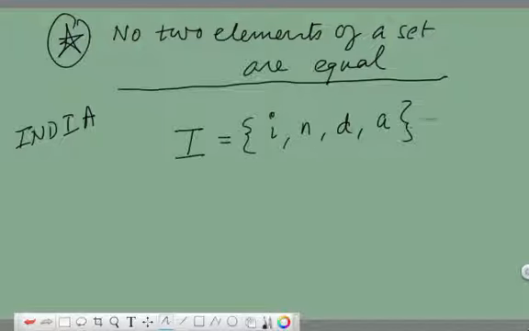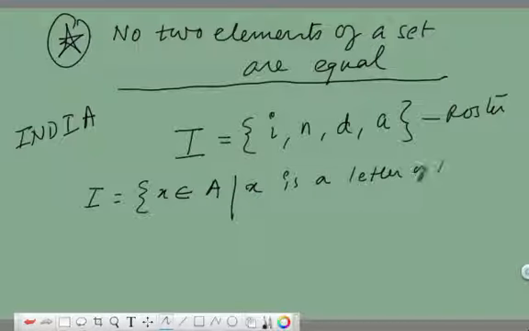The same thing, this is a roster form, right? Same thing can be represented in a set builder form where we can say that {x : x belongs to A such that x is a letter of the word India}. So that's the same set but defined in the form of a set builder.